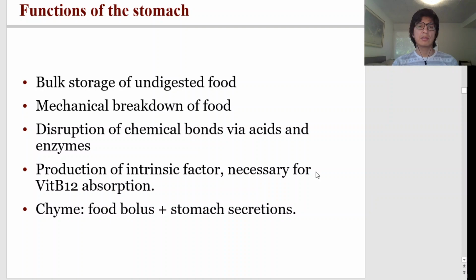Let's look at the stomach. Functions of the stomach include the storage of undigested food, mechanical breakdown of food, disruption of chemical bonds via acids, and the production of intrinsic factor, which helps with vitamin B12 absorption, important in hematological processes. Whenever acids from the stomach mix with the food bolus, the bolus will be known as chyme at this level.